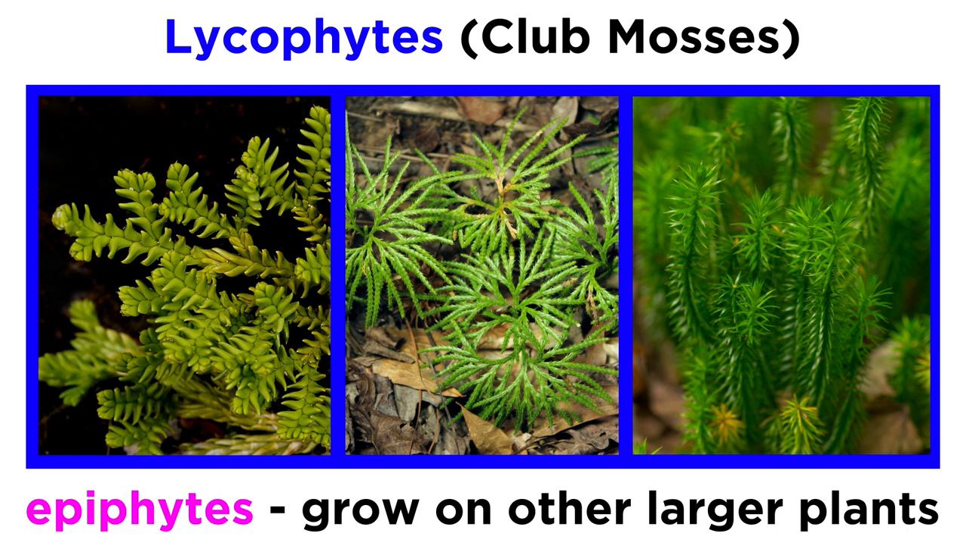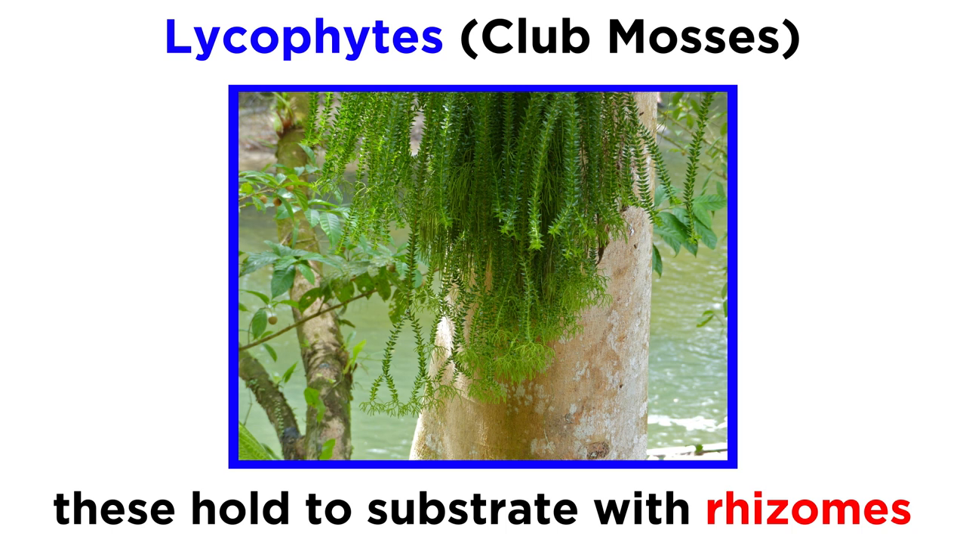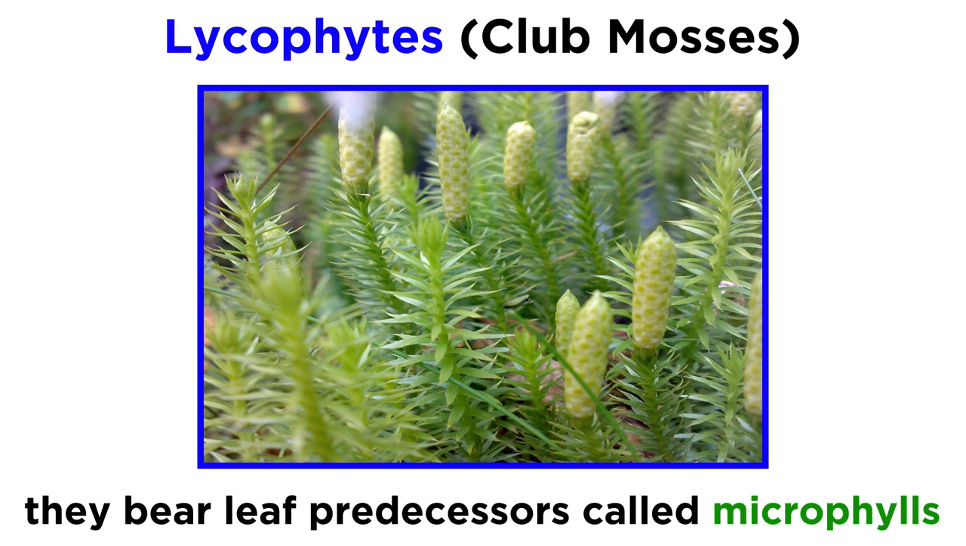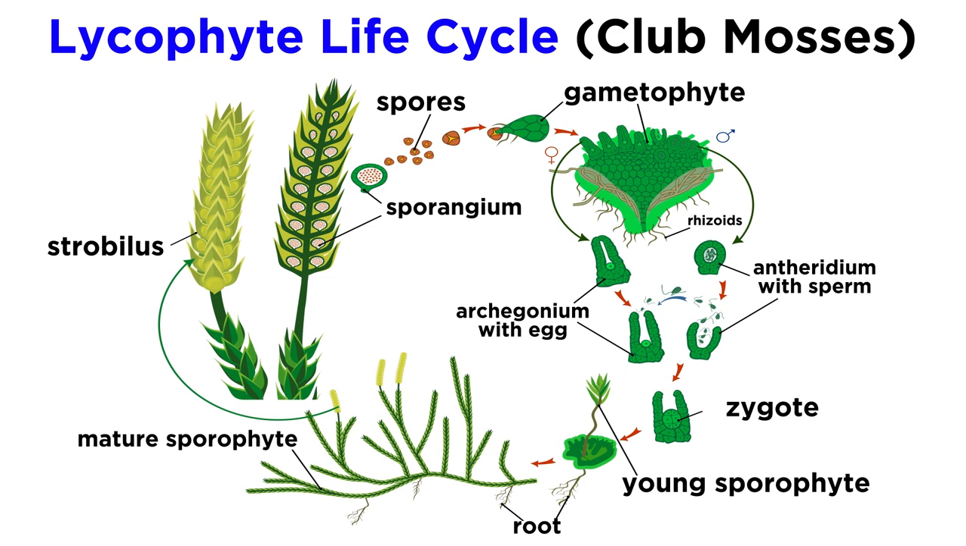In either case, lycophytes hold themselves to their substrate with rhizomes. The above-ground portion of the plant usually has dichotomous branching, meaning the branches fork in two at each intersection. But instead of the more complex leaves of more recently evolved vascular plants, lycophyte branches bear the small predecessors of leaves called microphylls.